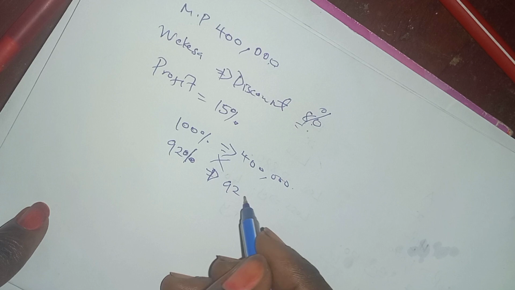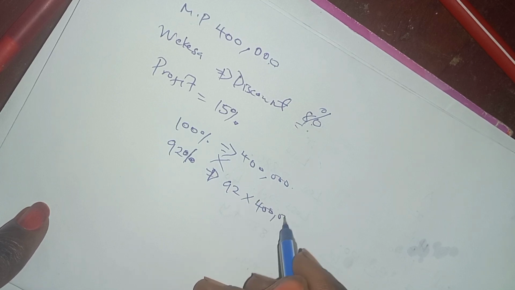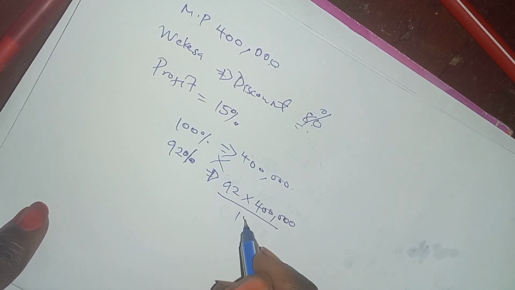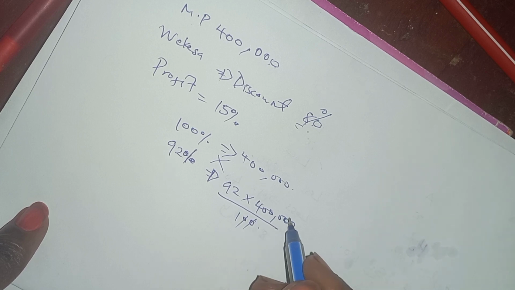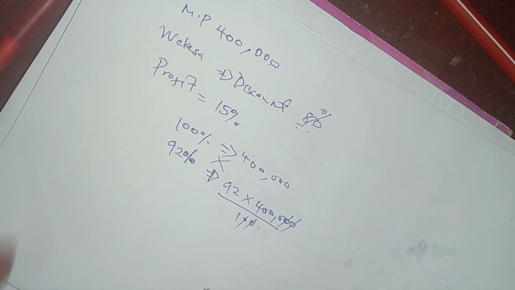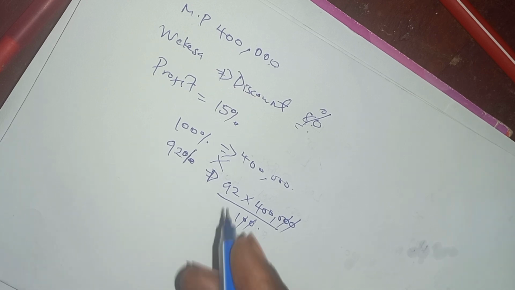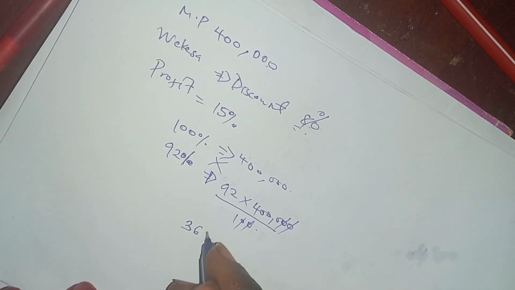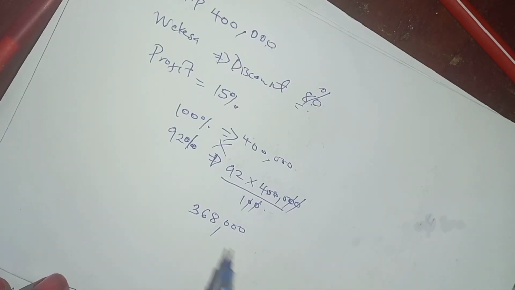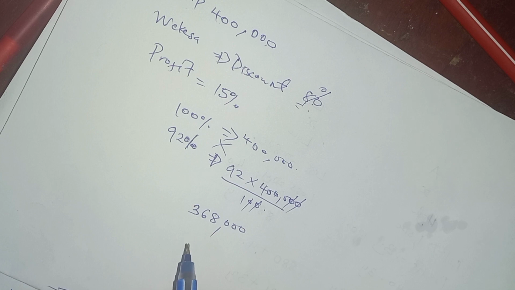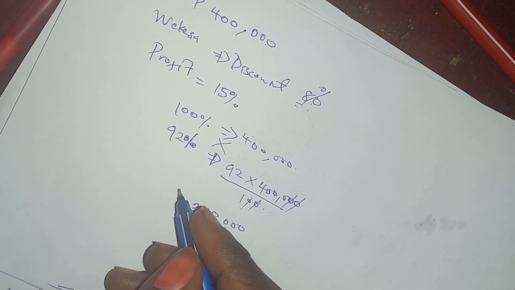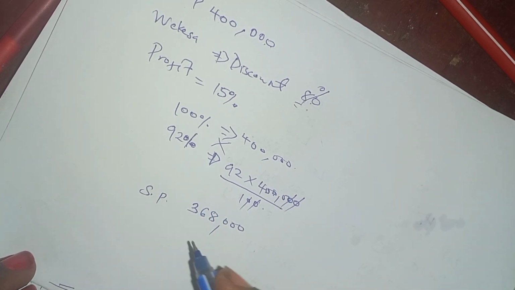So that one will be 92 times 400,000 divided by 100. When we divide that, you'll get 92 times 4, that one will be 368,000. This one here was the selling price.